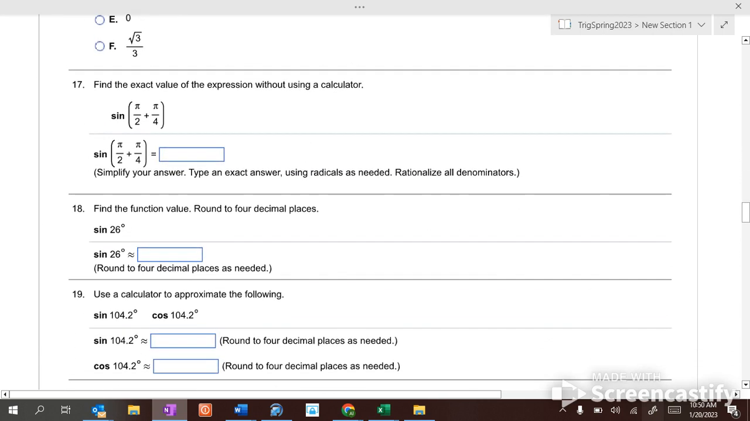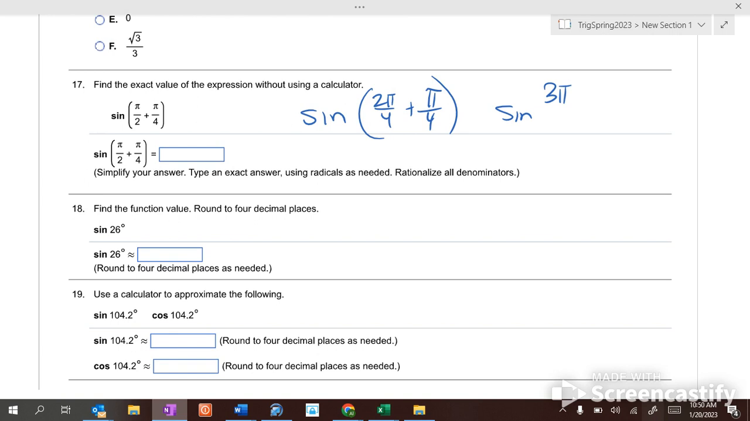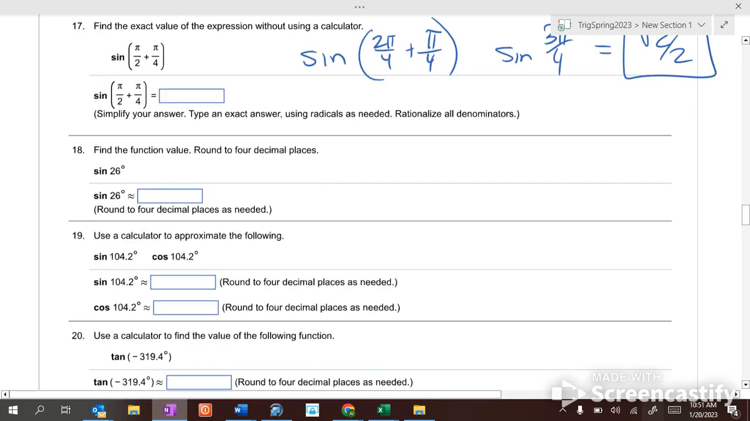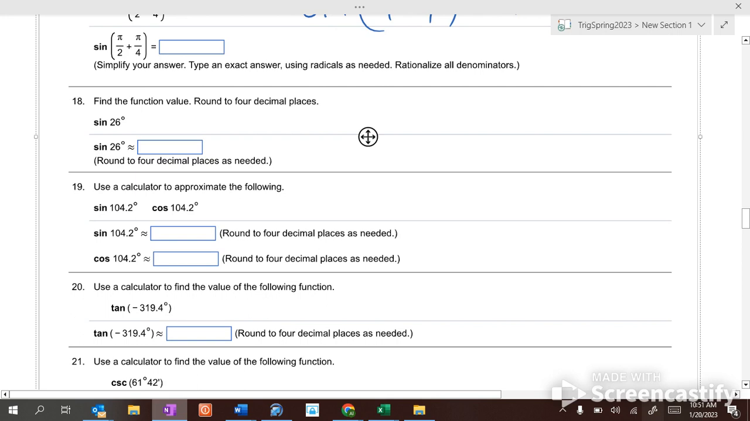All right, so if we add, what's the sine of pi over 2 plus pi over 4? It would be the sine of 2 pi over 4 plus pi over 4, right? Or the sine of 3 pi over 4. What's the sine of 3 pi over 4? Square root of 2 over 2. Okay? Then, when you get down to this part, you start using your calculator.